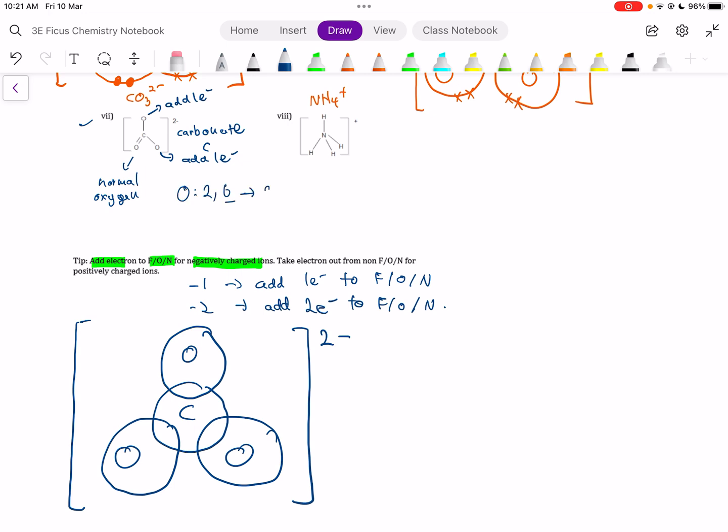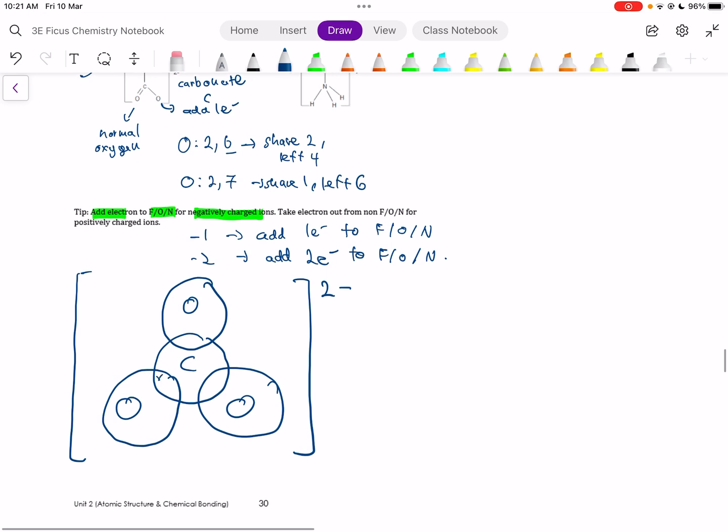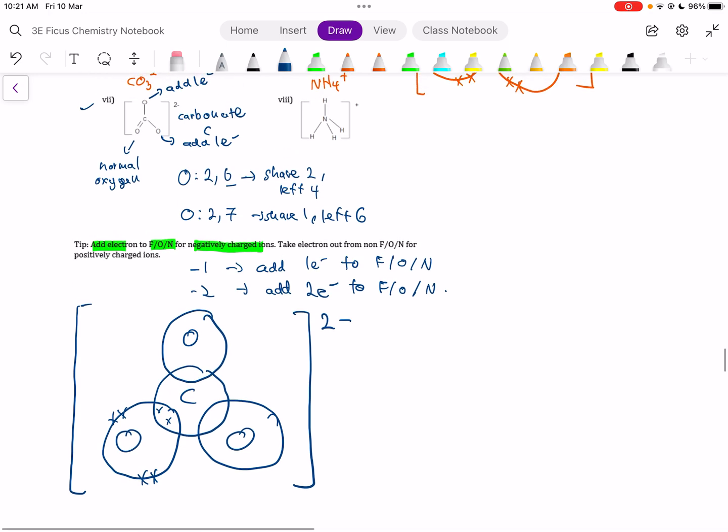Okay, then you will share 2 electrons, then left 4. Okay, the other 2 are the 2, 7 kind. You will share 1, left 6. More like a group 17 element. Right. Okay, so this one I'll use cross for the normal oxygen. Then this is the 7 electron ones.